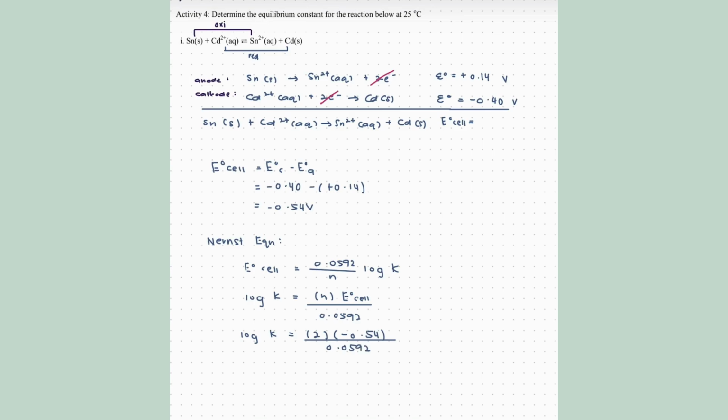So log K is negative 18.4, but we want to find the value of K, so we need to shift log K in the calculator, and the final answer is 5.754 times 10 to the power of negative 19, and that's the final answer.